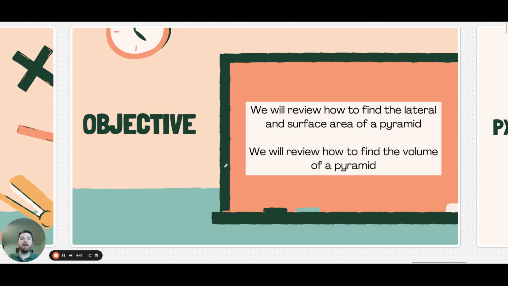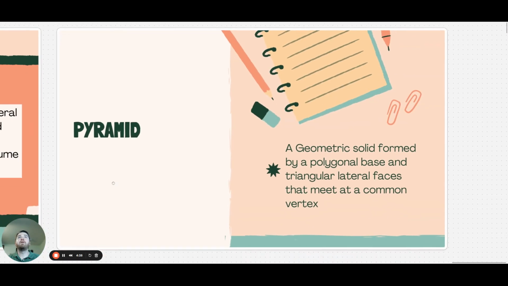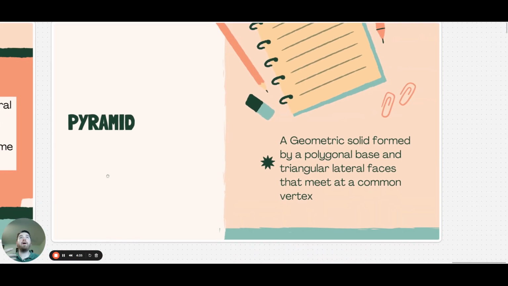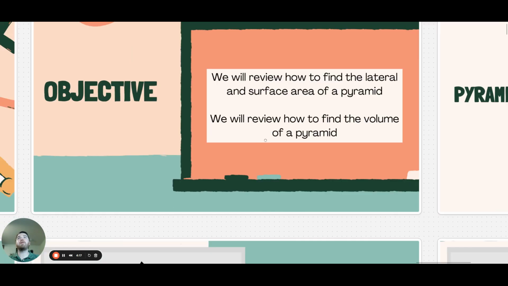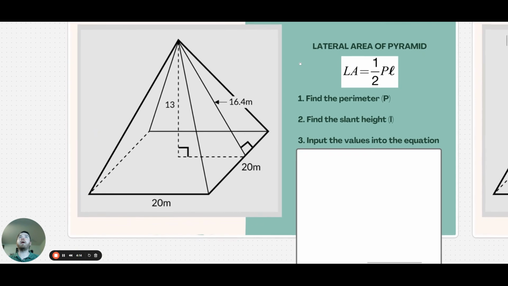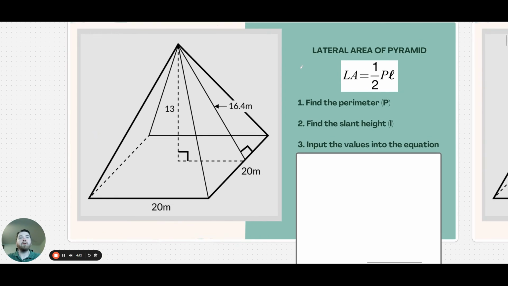But our objective for today is that we want to find the lateral area, surface area, and volume of a pyramid. So, our definition: a geometric solid formed by a polygonal base. And so that really could be anything. You could have a triangular pyramid, you could have a pentagonal pyramid. You're just going to have some sort of polygon for your base, and then it's going to be a bunch of triangles that all come together and meet at that common point, that common vertex. That's what you're going to see for a definition. So, what we're going to look at here is just a square pyramid, or just a standard pyramid, today.